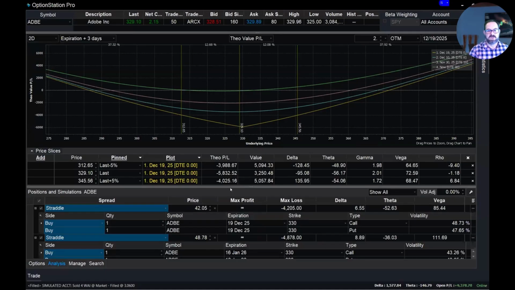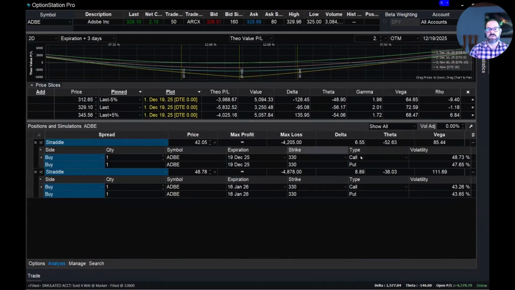So now we can compare the two and see what the difference would be. Our deltas, again, not really much of an issue because you're long a call, long a put. You've got positive, negative delta canceling each other out, slight bias. Time decay, we have 52 on the shorter time frame December. We only have 36 on the longer time frame. So we've reduced some of that time decay.